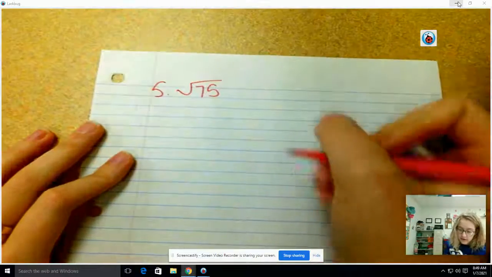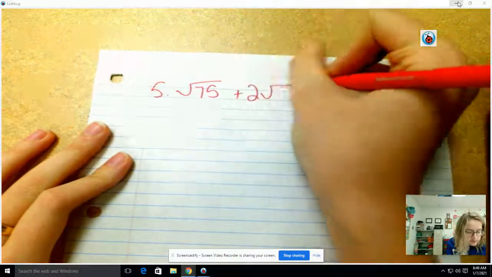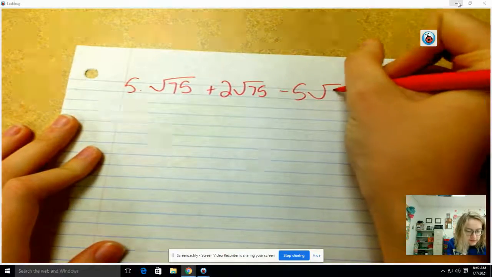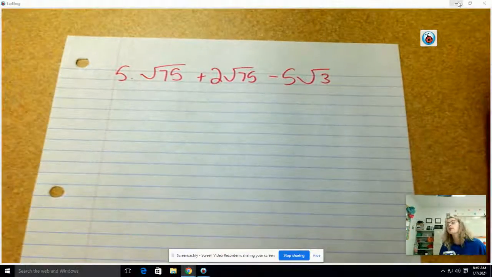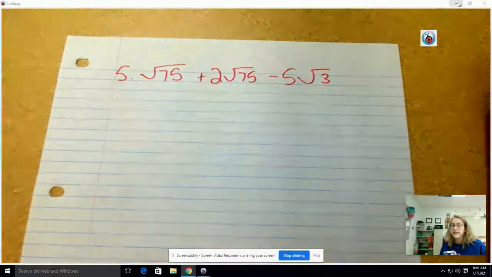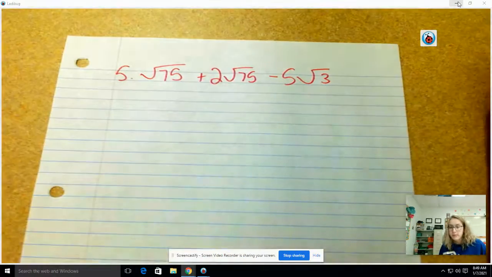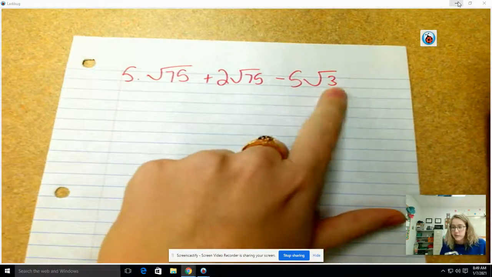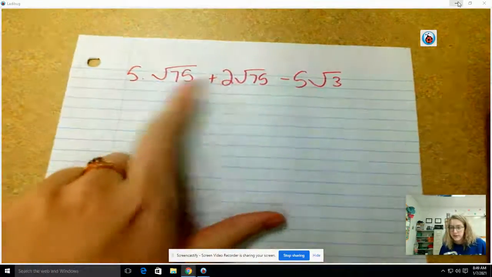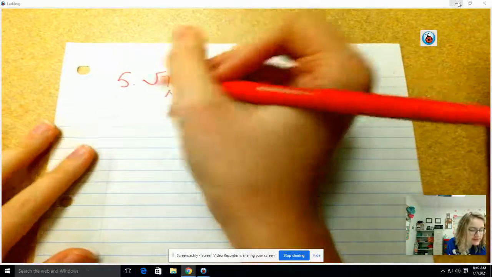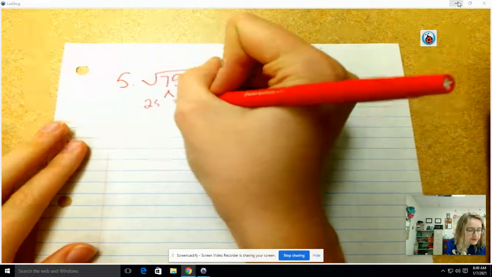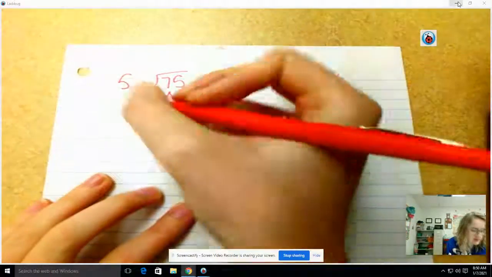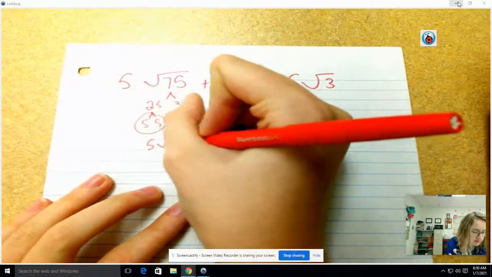Radical 75 plus 2 radical 75 minus 5 radical 3. So do I have all the same indexes? Yes, but I do not have simplified radicals. So I'm going to have to do that first. This one has a 3 in there. That one's simplified, so we're just going to have to worry about these 2. We'll start with 75. We'll have 25 and 3, and then 5 and 5 looking for pairs. So this is going to give me 5 radical 3.